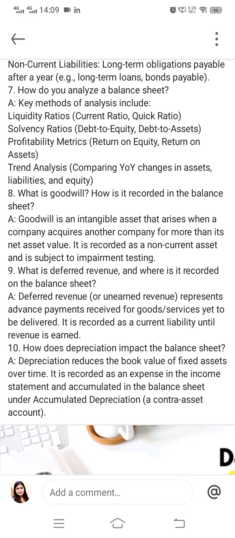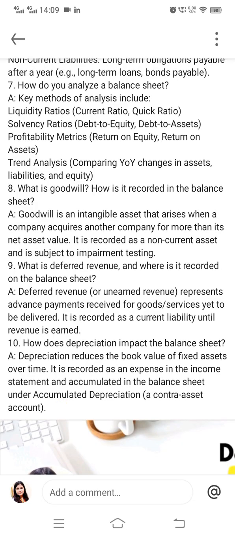Now we have seventh question. How do you analyze a balance sheet? And this we have discussed in the above question as well, what we analyze and how it is important to analyze these. So key methods of analysis include, first, liquidity ratio, and liquidity ratio includes current ratio and quick ratio. And this is very important if you are going for a financial analysis interview or investment banking even. Then this question is asked, the ratio is asked to you.